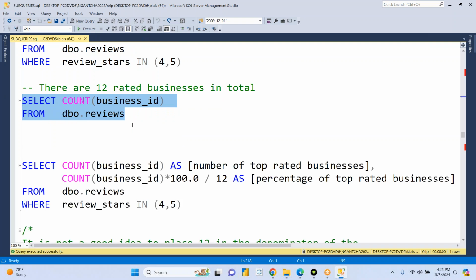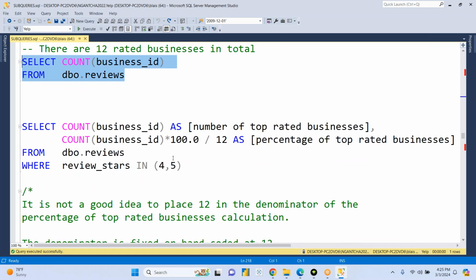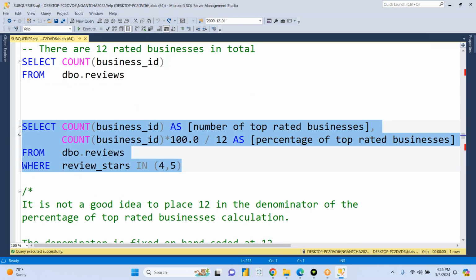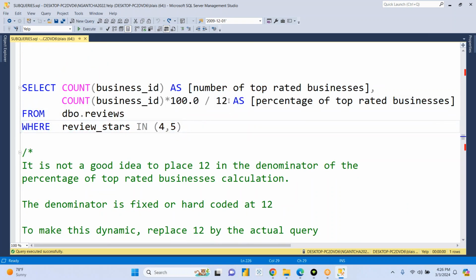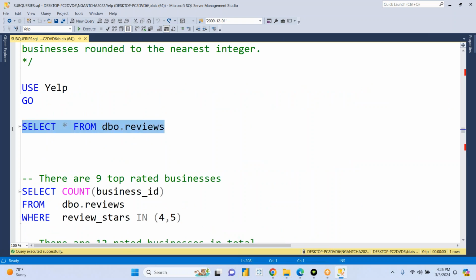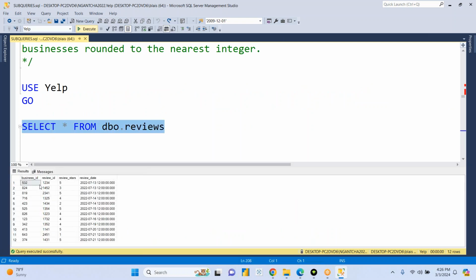But now notice if we just go into the query, let me show you the mistake we can make before I get to this. Now this is the total. Where are we getting this 12? This 12 is the total number of businesses that was reviewed in that table. The original table has 12 businesses reviewed.